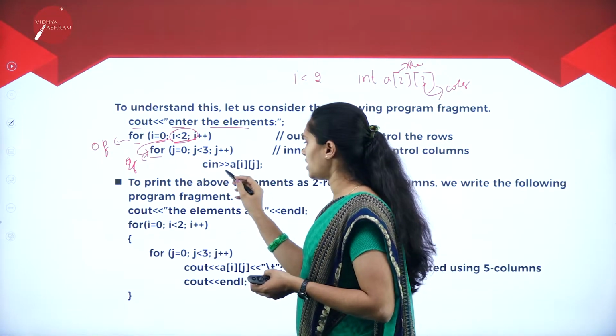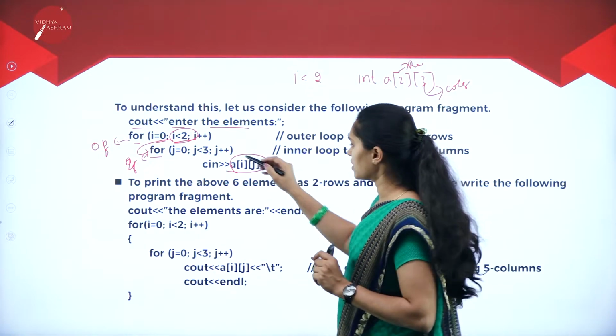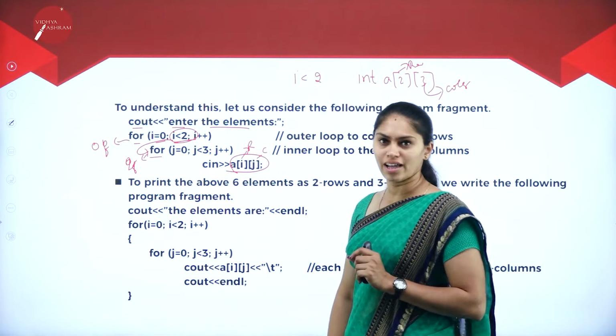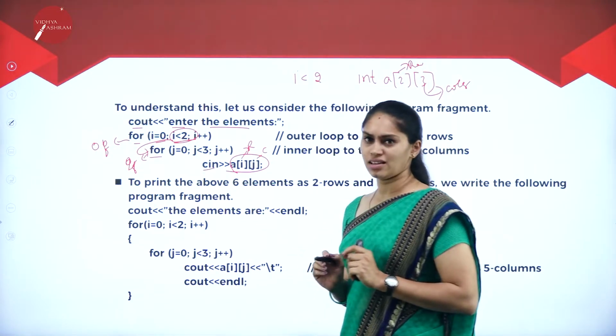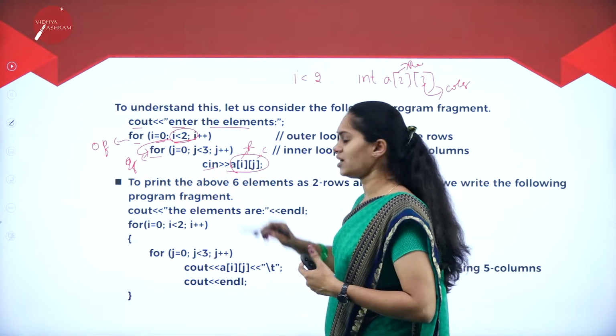Even if it is true, then it is going to take the value of a of i comma j. i represents the row and j represents the column. So here we are using cin, that is console input, in order to take the value for the array called a.